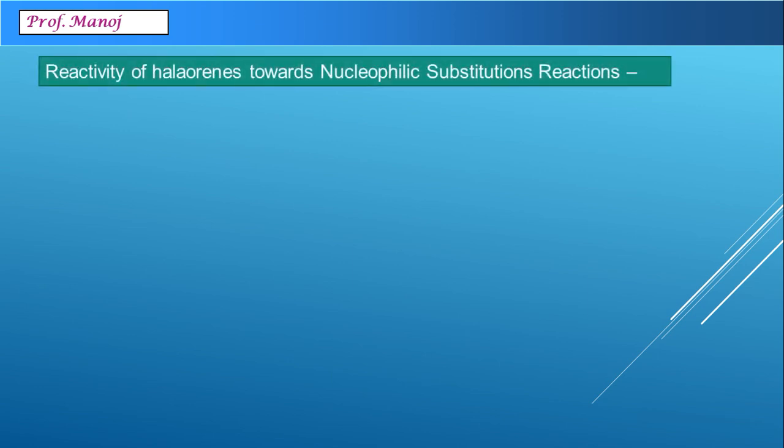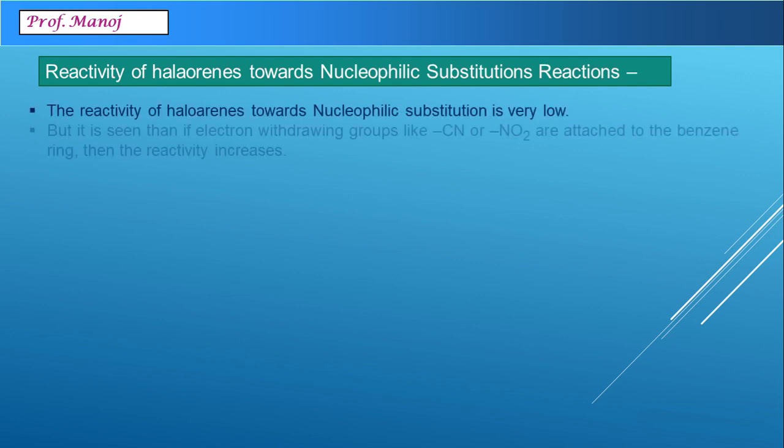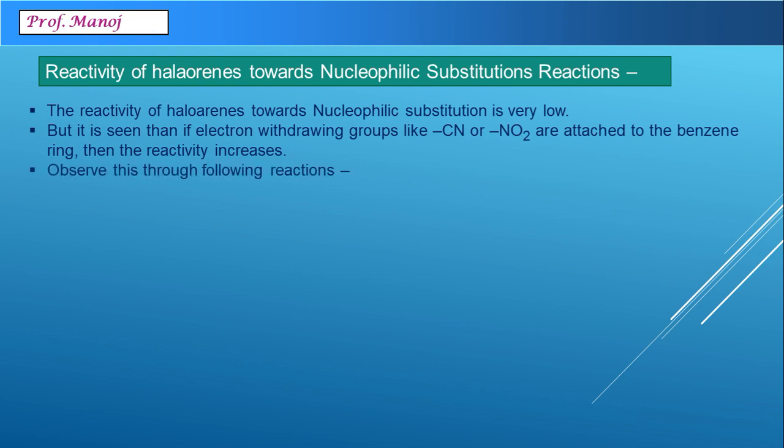So far, whatever we have seen, if you have observed, the temperature and pressure values were quite extreme. So how can we improve this condition practically? Reactivity, as we know, is very low. Practically it is seen that if you put electron withdrawing groups like cyanide or NO2 on the benzene ring, nucleophilic substitution reactivity increases. Let us prove it with some examples.